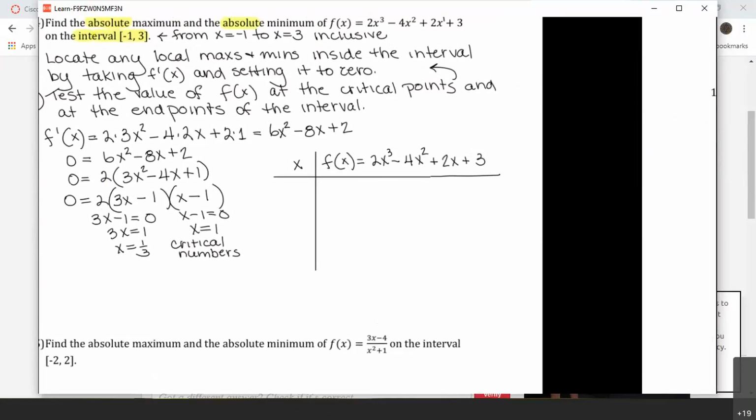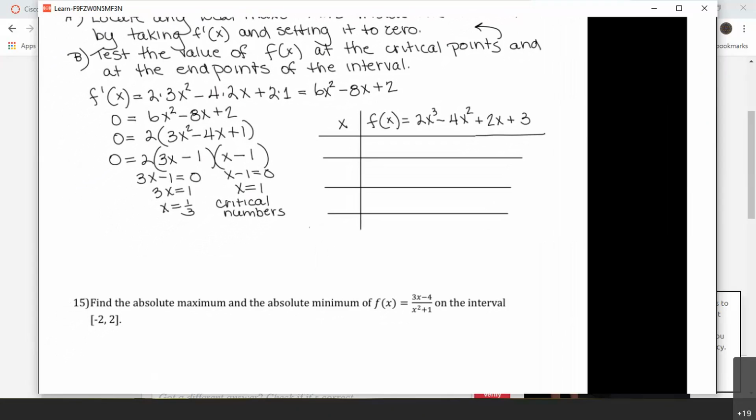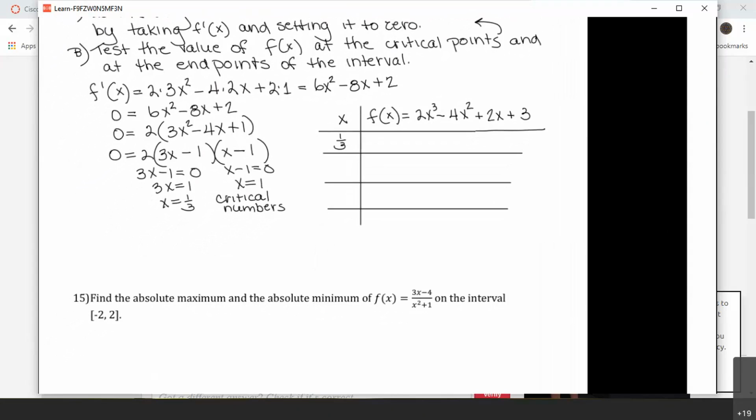So how many of these do I have? I have the two critical numbers from inside, so I have 1/3 and 1. And then I have the two endpoints of the interval, -1 and 3. I'm just doing this on a calculator, and you can use the Web 2.0 calculator if you don't have a TI, or you can use the TI if you have it. I'll do some on the TI and some with Web 2.0. So let me just share my TI with you.